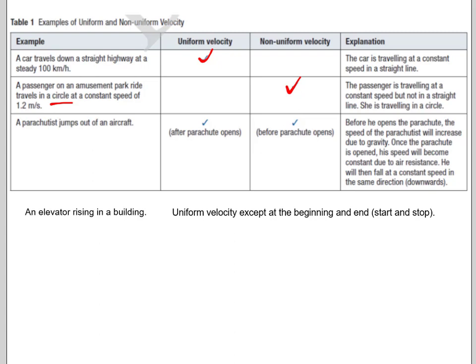A parachutist jumps out of an aircraft. Now this is tricky because there are times where it's constant after the chute opens, but before it's non-uniform. Okay, so it has a little bit of both.